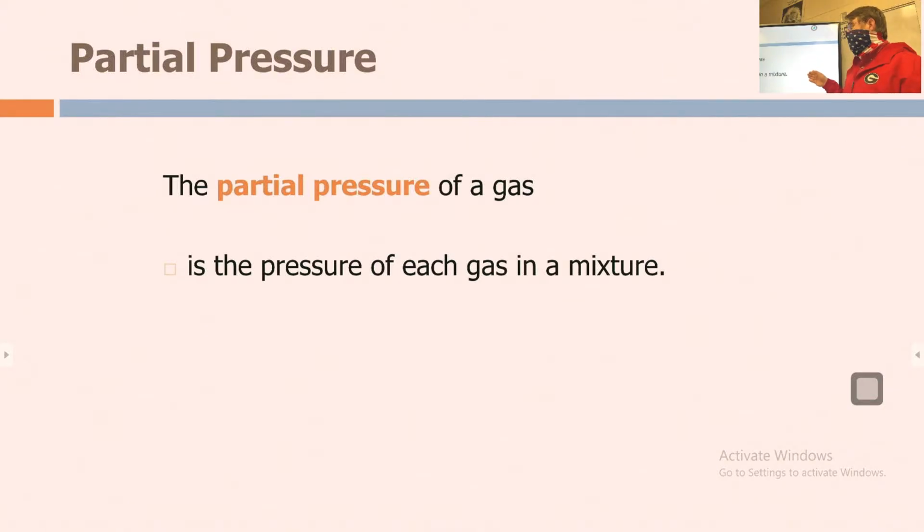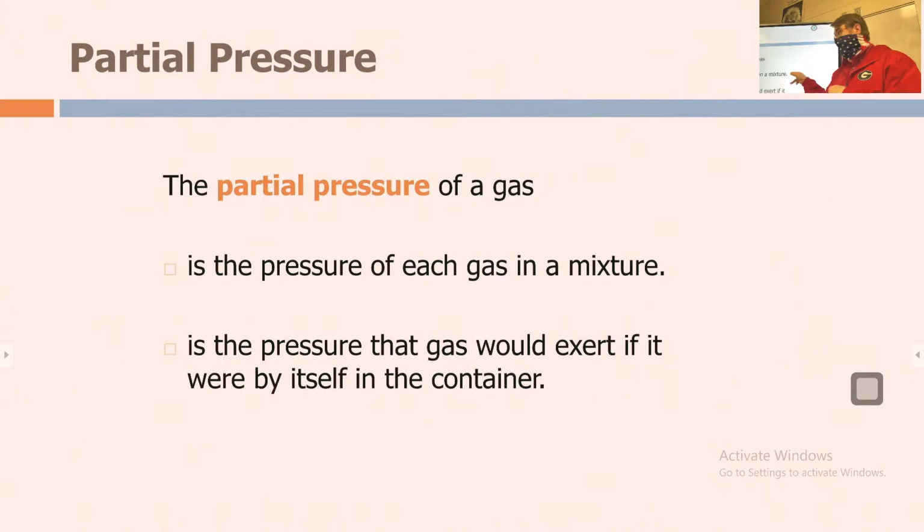It says that the pressure of each gas in the mixture can be added together to get the total. Each gas exerts the pressure it would exert if it were by itself. So a gas maintains whatever its individual pressure is. It doesn't blend pressures. This is somewhat interesting because normally pressure goes from high to low, so you think they blend.